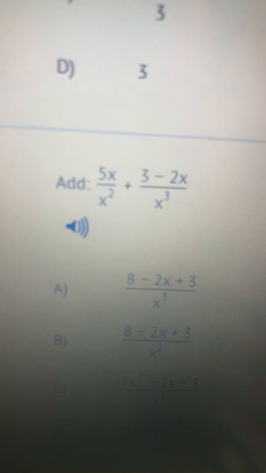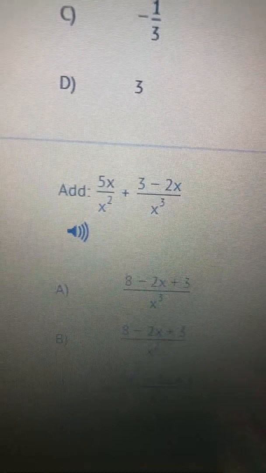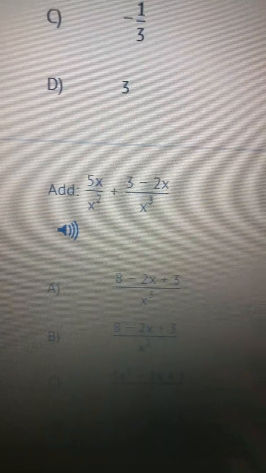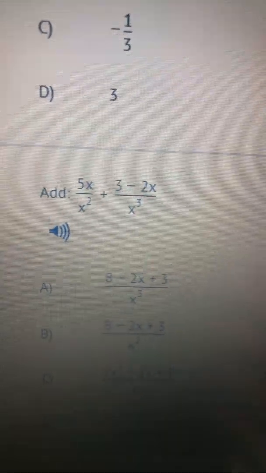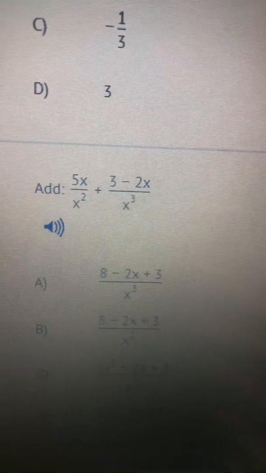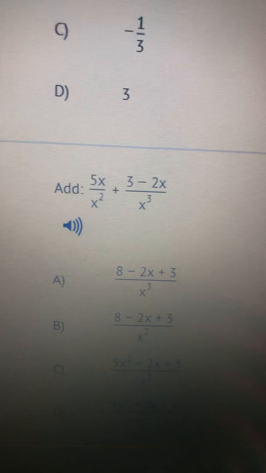Actually, I'm going to tear this page out so I won't waste any paper, because I'm left-handed. And we want to add these two together: 5 over x squared plus 3 minus 2x over x cubed.